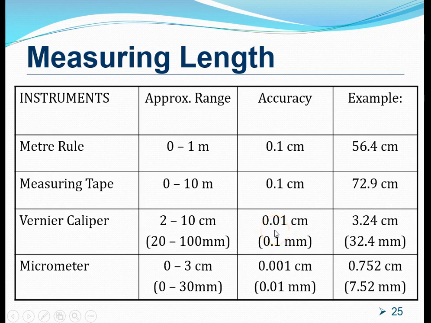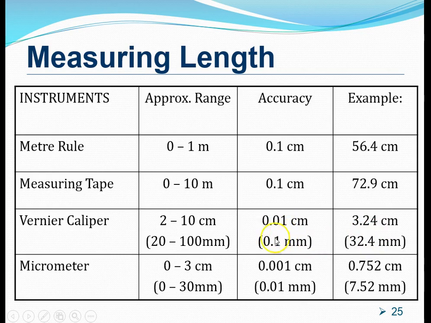This means that we can actually measure lengths that are accurate to 2 decimal places of a centimeter when using a caliper. Comparing between a caliper and a meter rule or a measuring tape, we will find that it is able to give us a more accurate reading. So an example of a vernier caliper reading could be 3.24. So again, take note, there are 2 decimal places here as indicated by the accuracy.